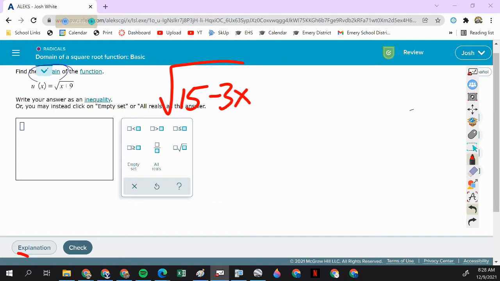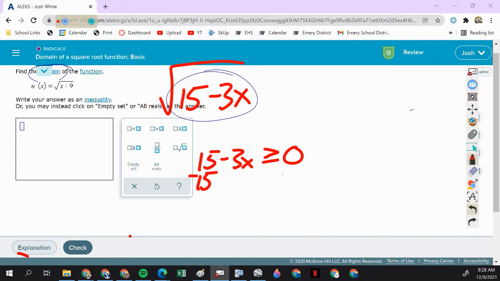Something a little bit weird happens here. I set the inside greater than or equal to 0. What should I do now? I turned it off. Oops. So, which one do I move first? 15. Negative 3x is greater than or equal to negative 15.